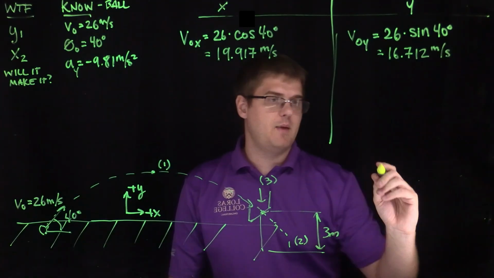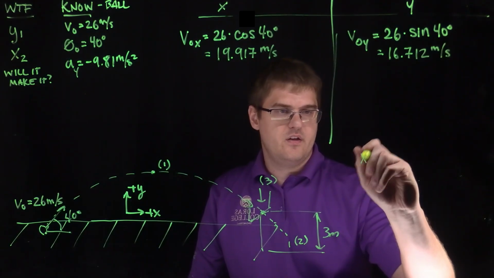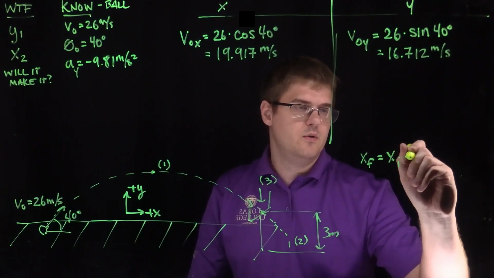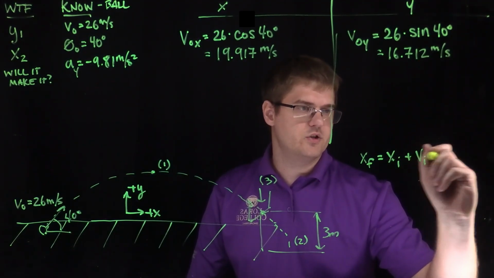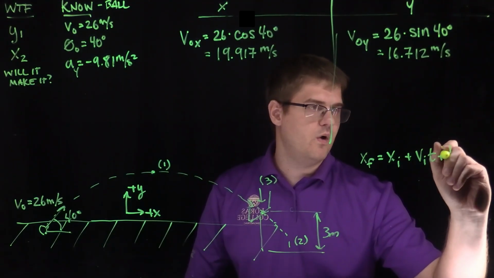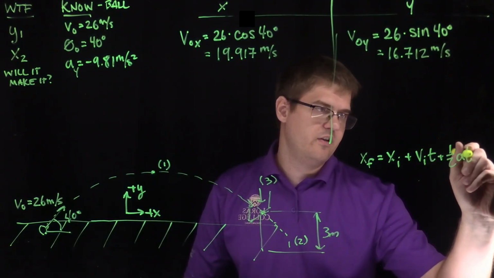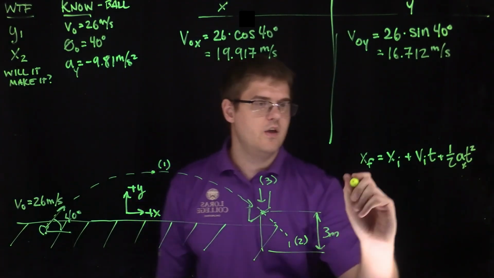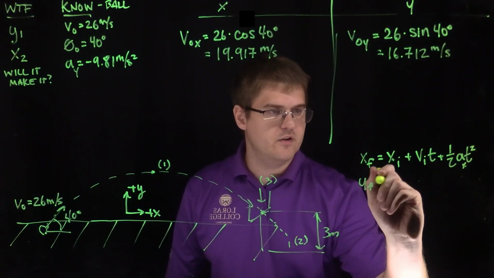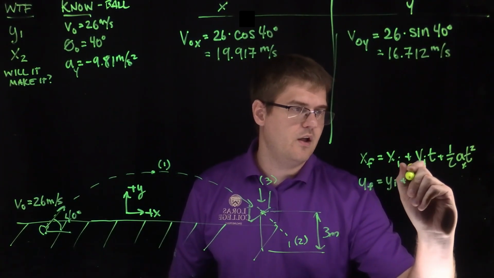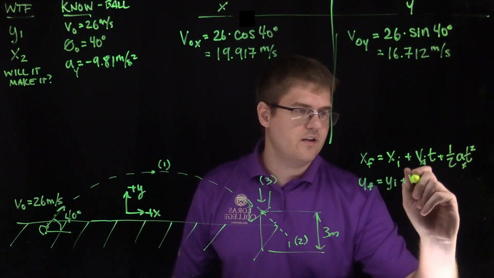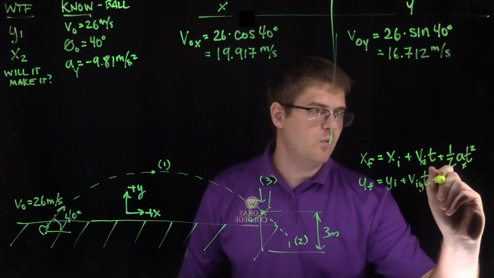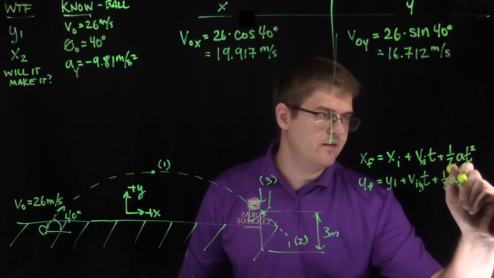We have our kinematic equations. We have x final is equal to x initial plus v initial times time plus 1/2 acceleration times time squared. This is acceleration in the x, because we're talking about the x. I could write the same thing out. Y final is equal to y initial plus velocity initial in the y, times time plus 1/2 acceleration in the y times time squared.